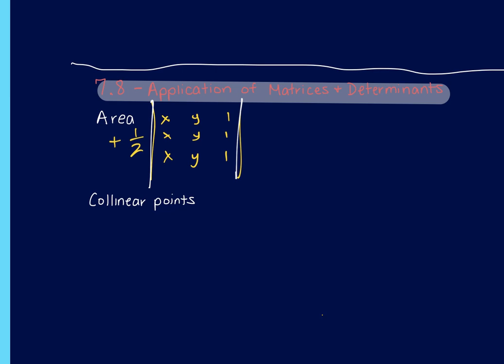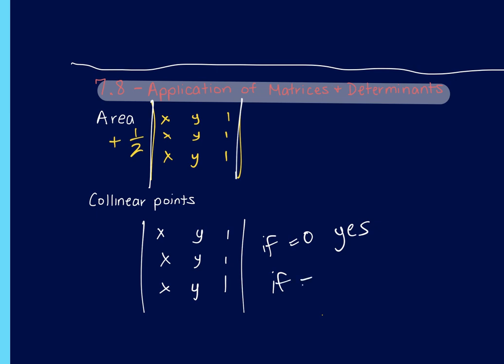And then collinear, you'd set up the same thing. Your x, y, your x, y, your x, y. You put your column of ones. You're going to find the determinant of this. If it equals 0, it's yes. If it doesn't equal 0, it's no.